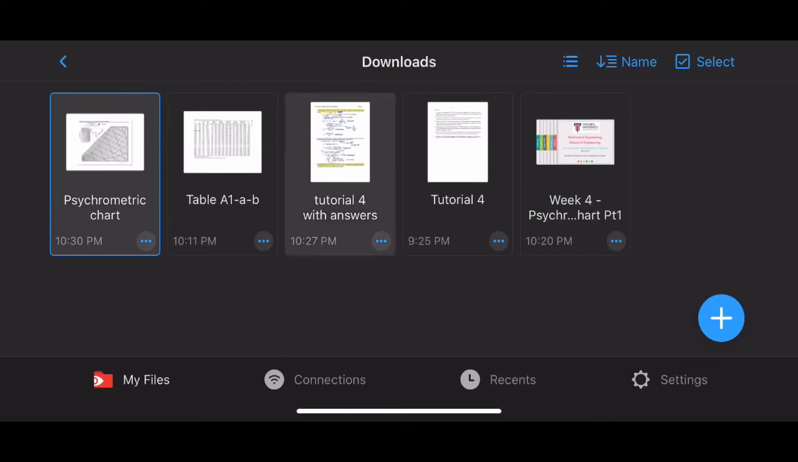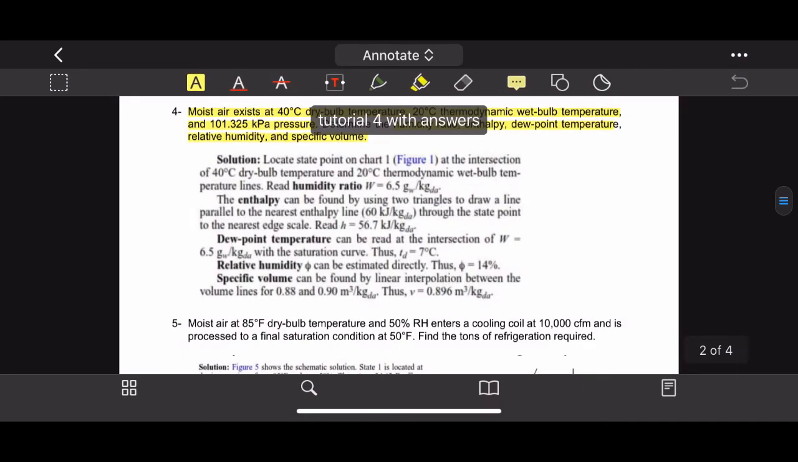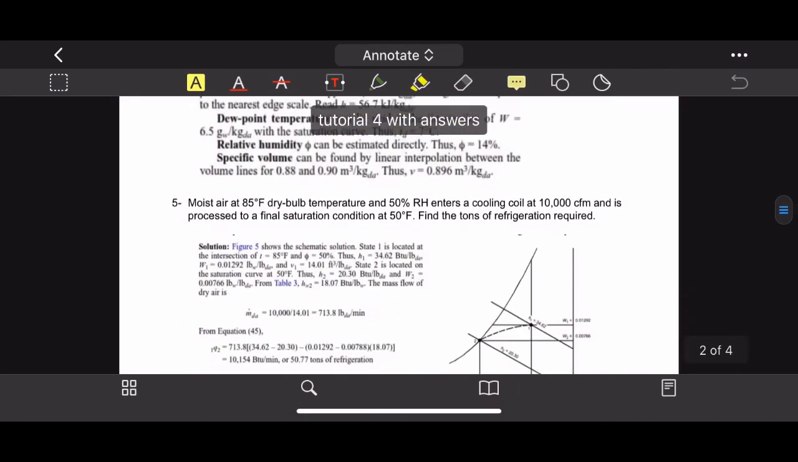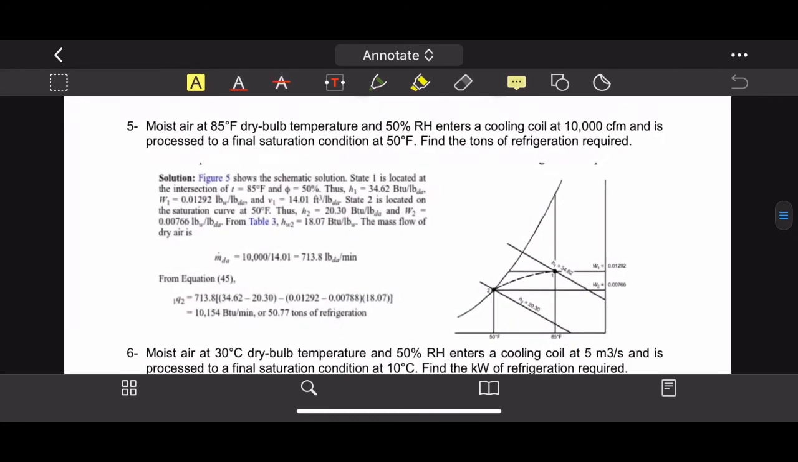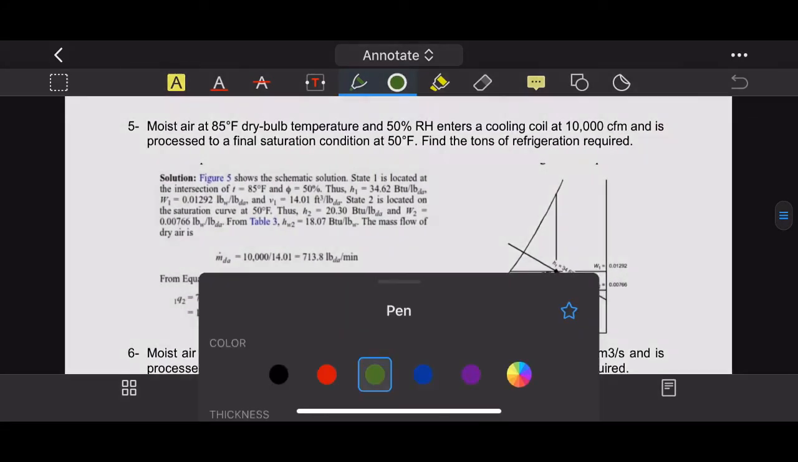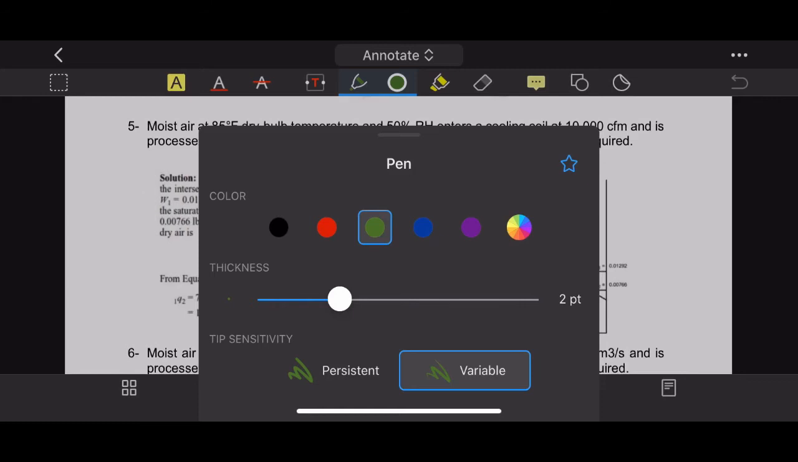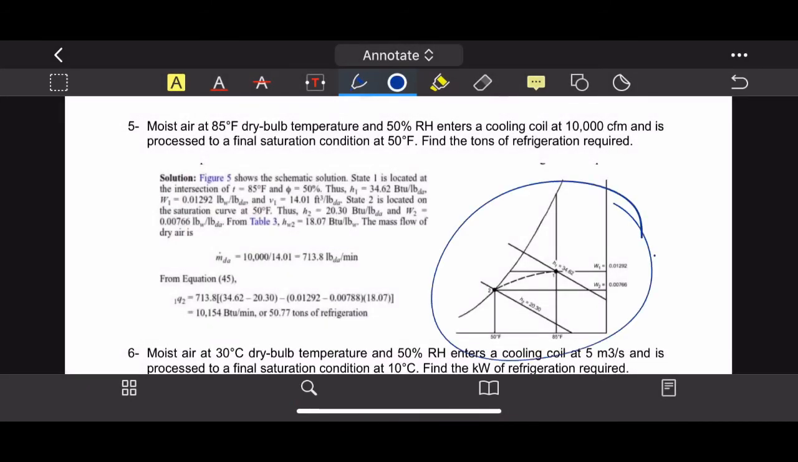What do you need to do with these numbers? Of course, in the future, you need to put this in your cooling loads. Let's go for question 5. So we have the, let's increase to 2 points and blue. We have the approximated psychrometric chart there, so I'm going to use it, and you compare it with your answers later.